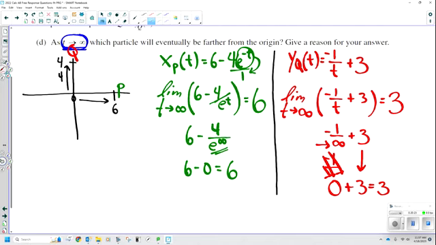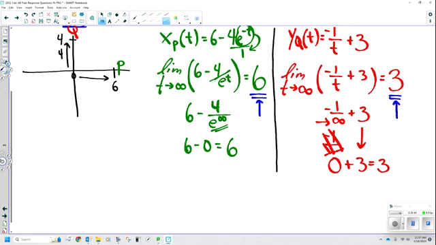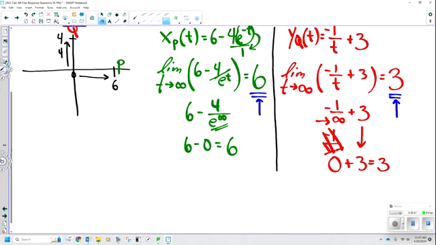So which one's further? P is. Why is P further? Because 6 is bigger than 3. So on the x-axis, we're 6 units away from the origin for particle P, and for particle Q, I'm only 3 units away from the origin. So this work is all nice, but it says we have to answer which one will be farther and give a reason. The reason is quite simple. Let's not overcomplicate things, okay?